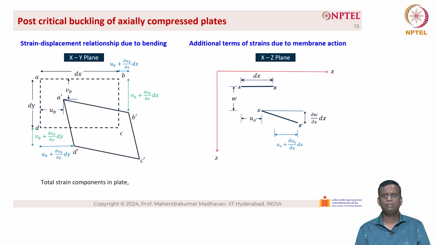Now we have the additional strain terms. So the total strain components in the plate is given as epsilon x naught equal to dou u naught by dou x plus half into dou w by dou x the whole square. So the additional strain term is given in the red color, and similarly epsilon y naught equal to dou v naught by dou y plus half into dou w by dou y the whole square, and gamma xy equal to dou u naught by dou y plus dou v naught by dou x plus dou w by dou x into dou w by dou y. Again, the red color terms are additional strain terms due to large deflection theory or the stretching of the middle surface of the plate.